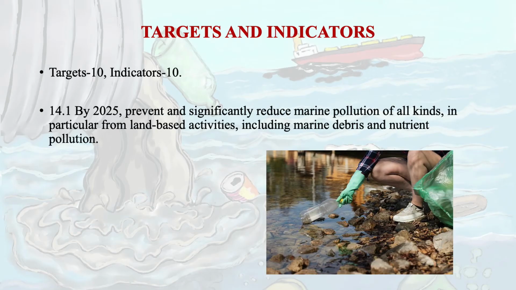If you look into those targets and indicators, for example, we start from target number 1. The major aim of this target is to prevent and significantly reduce marine pollution of all kinds. Marine pollution is one of the important global issues, affecting each and every component of the marine ecosystem, in particular from land-based activities, including marine debris and nutrient pollution. Whatever we pollute on land, at last it reaches the ocean.